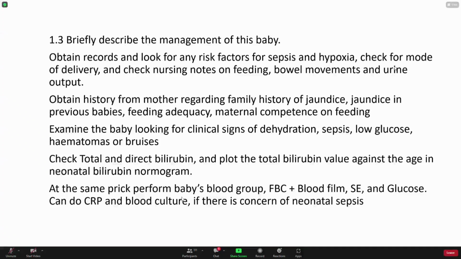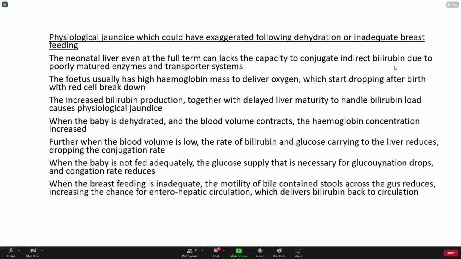At the same prick, you can perform the baby's blood group. It is going to be important now because mom is O negative, O positive. Full blood count and blood film: you can write full blood count and blood film looking for features of hemolysis, right? Serum electrolytes are going to be important in this baby, because babies who are dehydrated in the early part can develop hypernatremic dehydration. So electrolytes are going to be important, right?